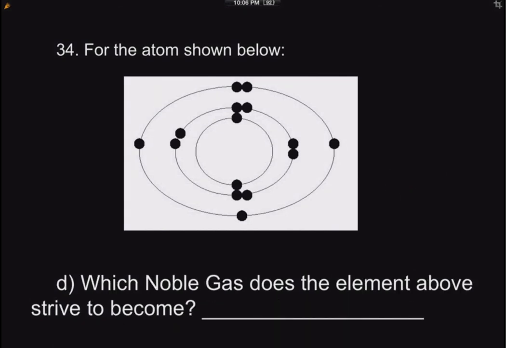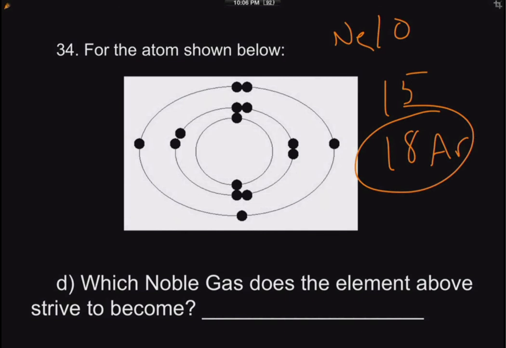And which noble gas is this element going to try to become? Well, it's element number 15. The 2 elements on either side of it would be neon at number 10 or argon at number 18. It's 3 away from argon, it's 5 away from neon. So the easier choice is going to be to end up with a configuration like argon.